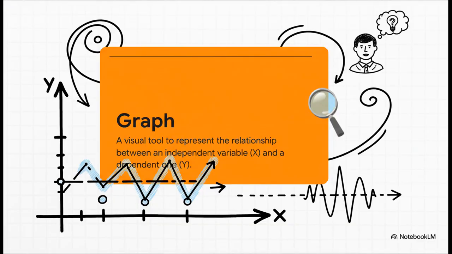Well, at its core, it's a visual map of a relationship. We take the thing we control, or the thing that changes on its own, we call that the independent variable, and we plot it along the horizontal x-axis. Then we take the thing we measure, the result, the dependent variable, and plot that along the vertical y-axis. And that simple setup turns these abstract numbers into a real, tangible shape.